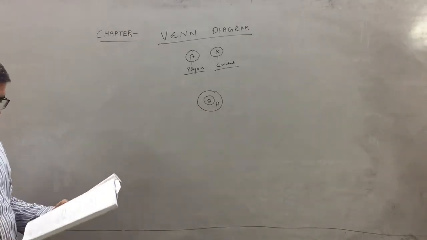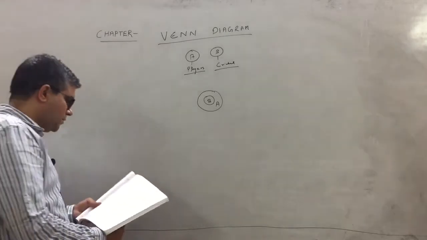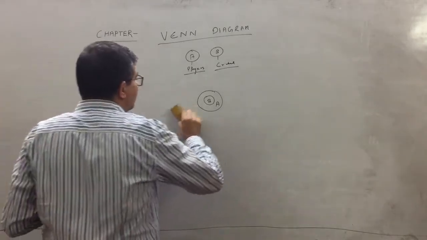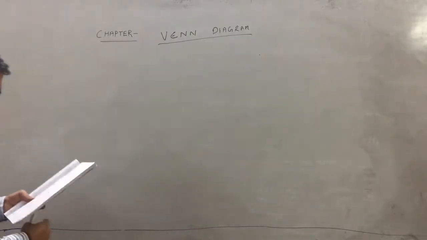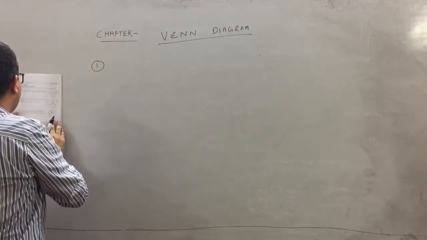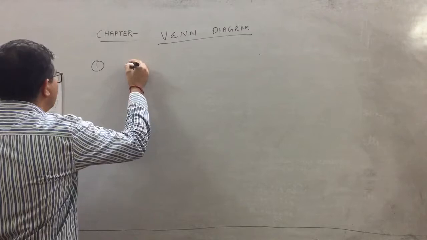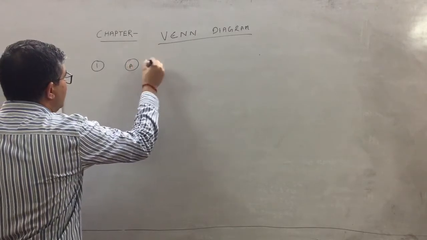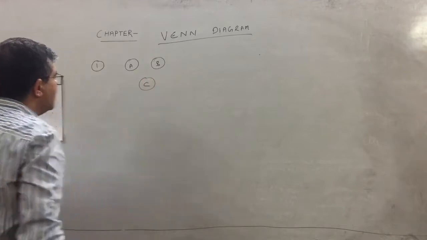You have the representations of different types of Venn diagrams in your examples and the theory given in the book. Just go through it. I will quickly skim through all the different scenarios we can have in the Venn diagram. So first is A, B, C.